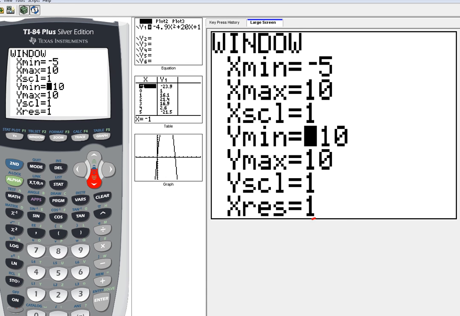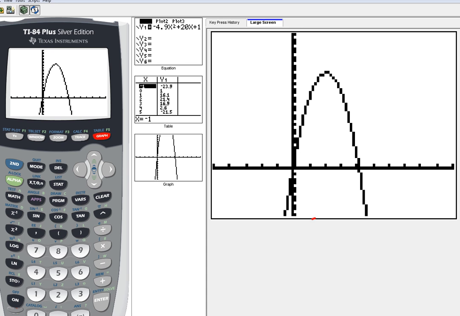And I'm going to keep my y minimum negative 10. I think that seemed okay. And my height, let's go to like 30. I'm just picking a number. And I hit graph. There we go, I can see it. Now if I want to see a better picture of this, I could always move my x values back, I could move my y's down, however you want that to look. Your window doesn't have to be the same as mine. As long as you can see the top, you're fine.